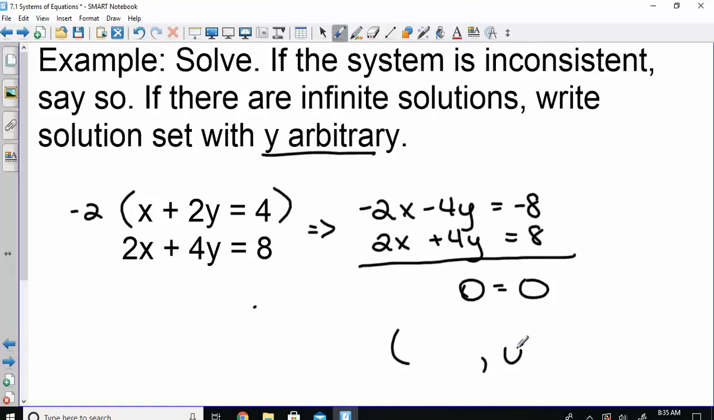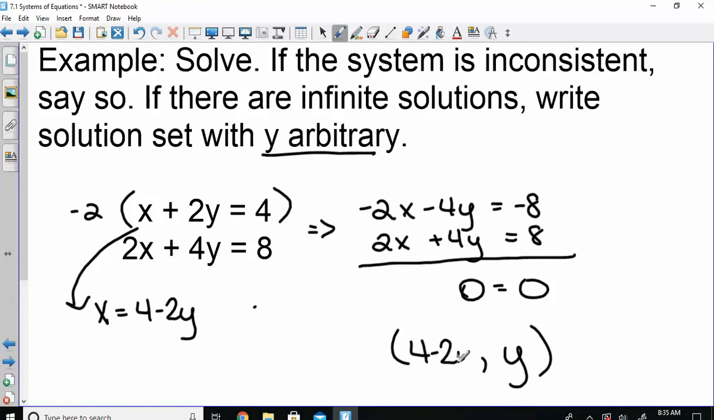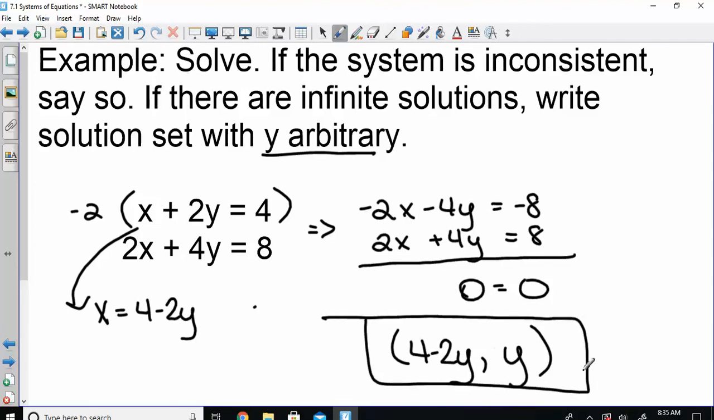So in your ordered pair, the y stays. You have to replace the x with something. So take one of your equations and solve for x. So that's probably easiest with the first one. If I want the x by itself, I just subtract my y. So the x is 4 minus 2y. So that's just a way of describing all the points on that line.